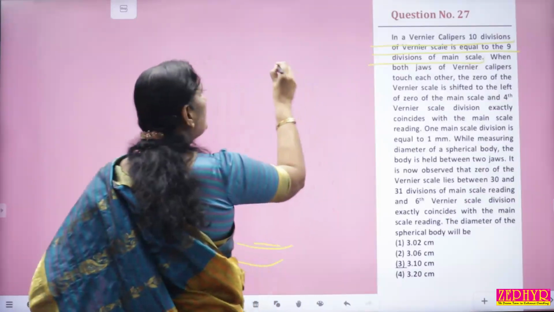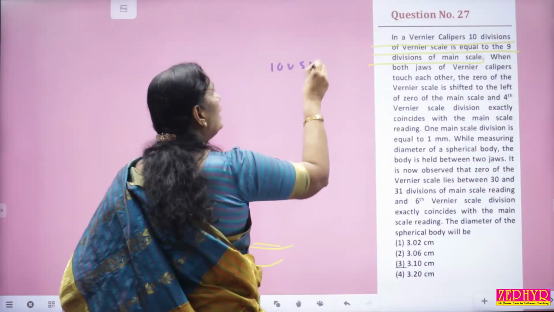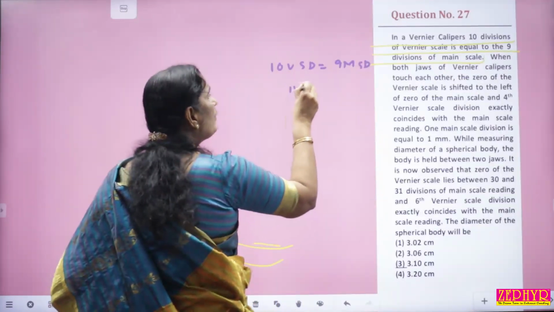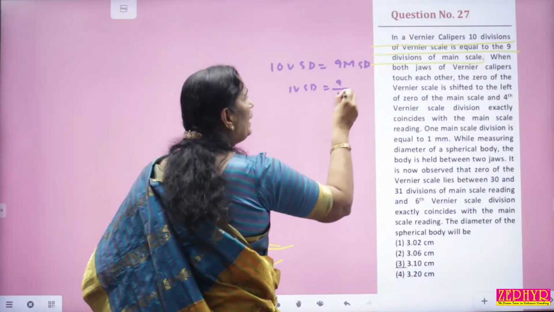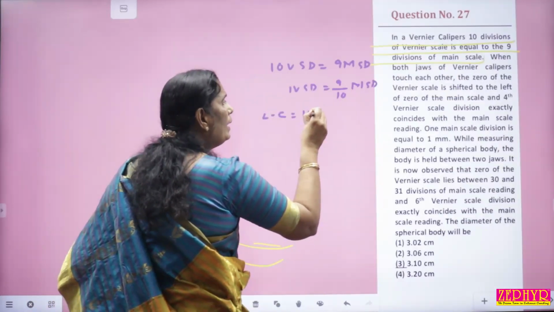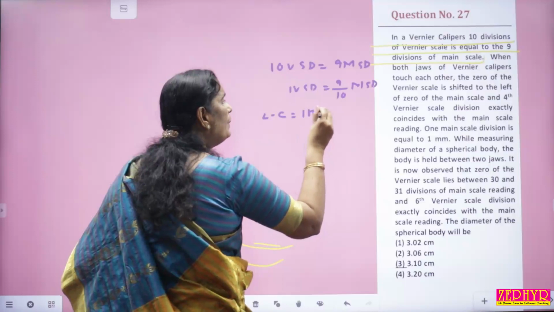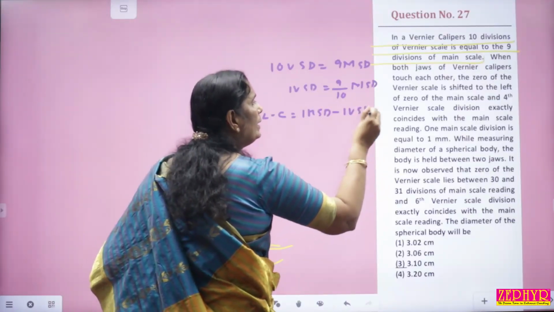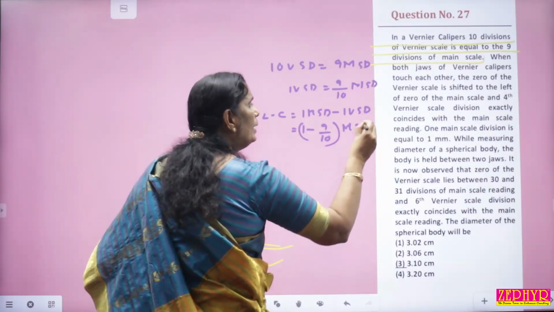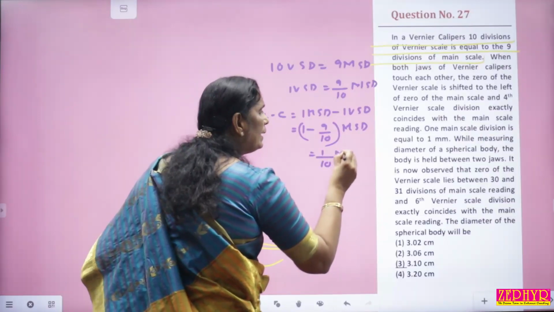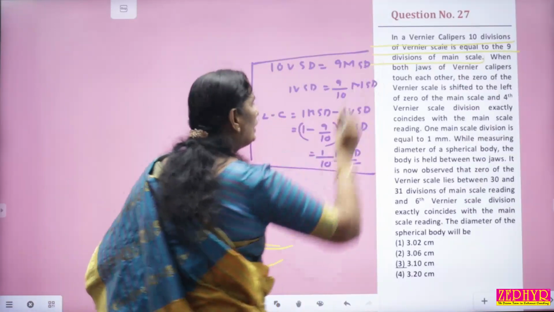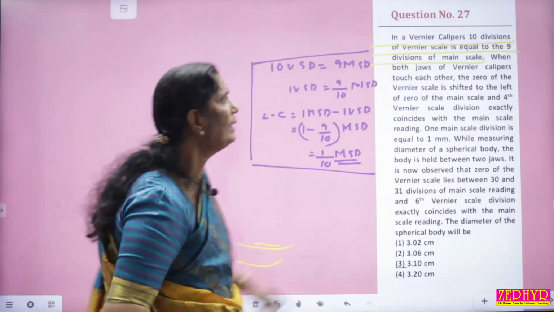Okay, 10 divisions of VSD is equal to 9 divisions of MSD. So what is the value of 1 VSD? The value of 1 VSD is 9 by 10 MSD. So what will be the least count? Least count will be 1 MSD minus 1 VSD. That is 1 minus 9 by 10 MSD, which will be 1 by 10 MSD. But still we don't know the value of MSD, so we will search for the MSD.